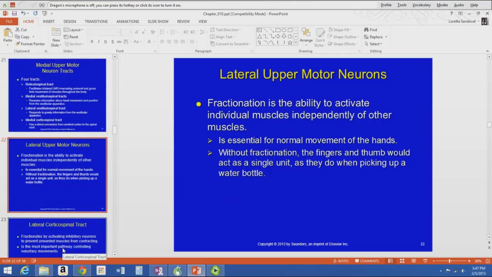The lateral upper motor neurons: the medial ones do the gross movements and the postural movements. The lateral upper motor neurons activate individual muscles independently. They perform what's called fractionation, and that is essential for normal movements of the hands. Without fractionation, the fingers and thumb would act as a single unit instead of being able to act individually, like when we type on a keyboard. It's the difference between picking up a water bottle, where they're all acting as a single unit doing the same thing, versus keyboarding where they're all doing something different. So the lateral upper motor neurons handle that fractionation.